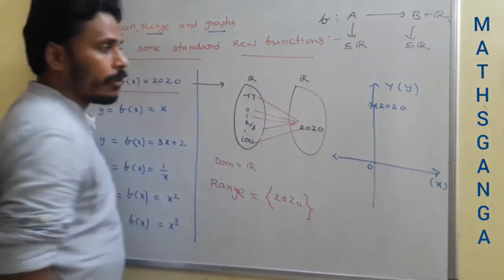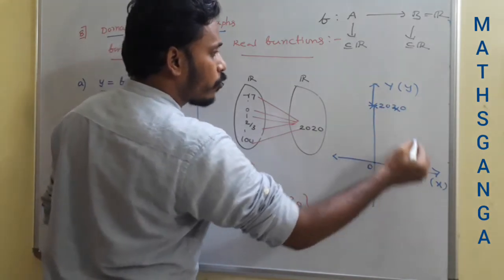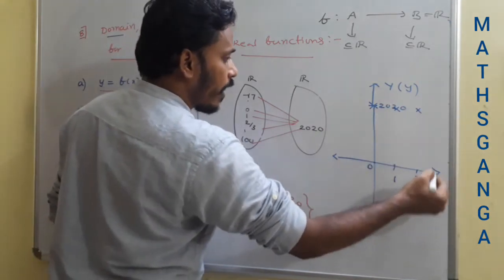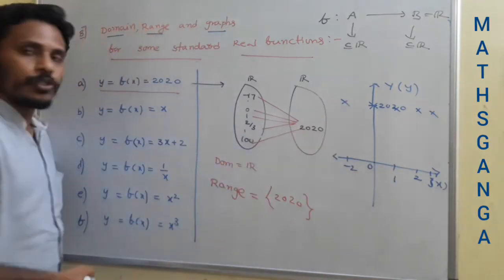So this is one point. Or you may take x equal to 1, again the value is 2020. For x equal to 2, the value is 2020. For x equal to 3, the value is 2020. For x equal to minus 2, the value is 2020.